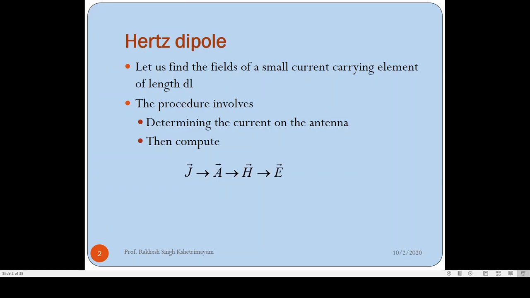And the procedure for finding the fields produced by this Hertz dipole is you first know the current density, and from the current density you find the magnetic vector potential. Then from the magnetic vector potential you find the magnetic field, and finally you find the electric field. So that is the process we are going to follow.